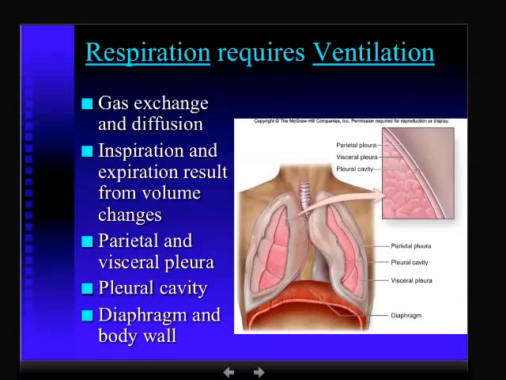Does everybody understand the idea of changing volume leading to a change in pressure? Everybody, do you get that? Everybody, yes? Okay. All right, just in case.